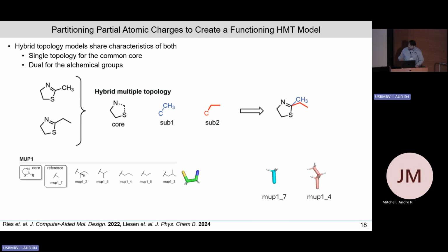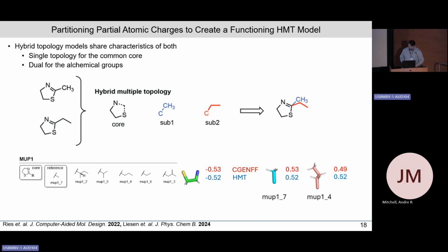But the problem that many of you are probably thinking with that method is that our common core is going to have a certain charge. And for our reference ligand, it's going to be the same charge because this is going to be a neutral ligand. But when you're sticking something new onto that common core, this is going to have a different partial charge. So what you have to do when you're running these simulations with a hybrid multiple topology is change that charge, so that you kind of average it all out and all of the ligands that are tested within the system are going to be neutral. And then you have to correct for that at the end of the simulation.